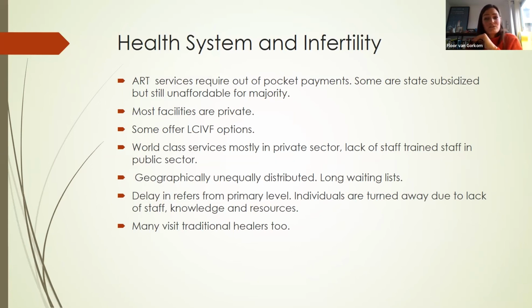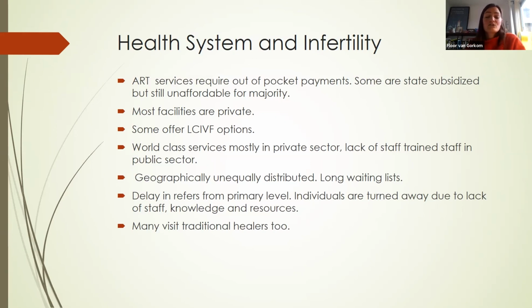So there's a lack of trained staff in the public sector for infertility. And all these facilities are mostly located in big urban areas. So it's very unequally distributed around the country, and there are very long waiting lists for people to access the services. I've heard of waits ranging up to 1.5 years to be able to access them.